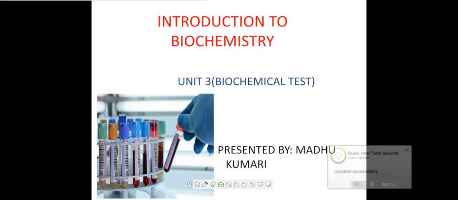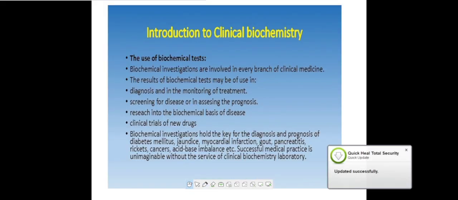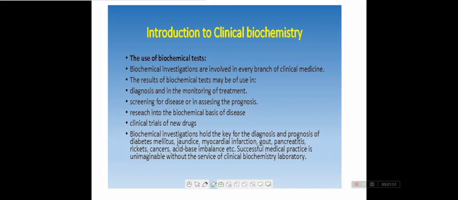So first we discuss the introduction. Biochemical tests are generally used in clinical biochemistry. This is the first unit in the introduction to biochemistry of BVMLT-204. First of all, introduction. Why are these tests used? Why do we perform the biochemical test? To know the functioning of the body.